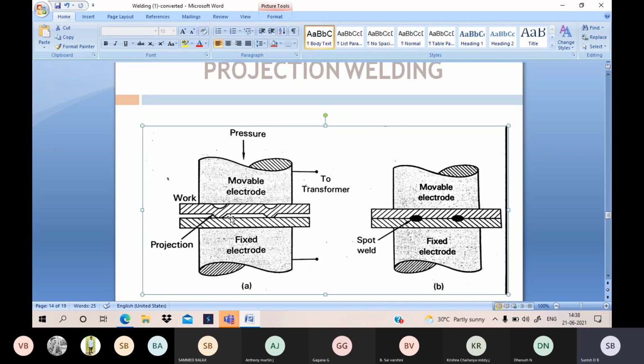Because one workpiece has projections, two different projections are there. This radius and this radius are the same. Then only are both the workpieces rigidly joined. Suppose this particular radius is 10 mm, and for example, this one is 5 mm.